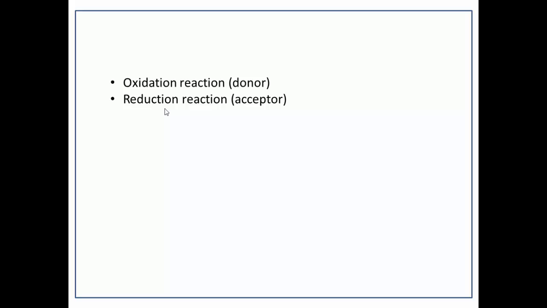In our previous example on half reactions, I noted that the reaction that gives out the electron is the donor reaction or the oxidizing reaction. So in this reaction, the electrons will be on the right-hand side of the equation. The reaction that receives electrons is the acceptor or the reduction reaction. In this reduction reaction, the electrons will be on the left-hand side.